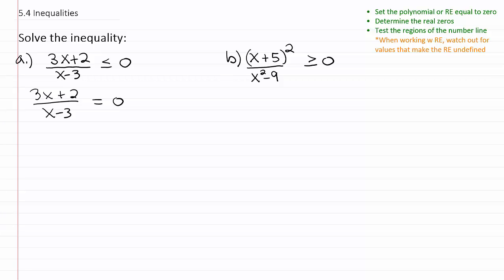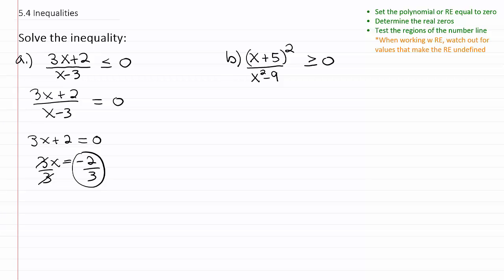The only way a fraction is equal to 0 is if its numerator is equal to 0. So we want to go ahead and set 3x + 2 equal to 0 to figure out where the overall fraction or rational expression would be equal to 0. Well, if we subtract 2 from both sides, we'll end up having 3x = -2. Then you divide by 3, and you get the idea that x = -2/3. That's going to be our 0 for the function.